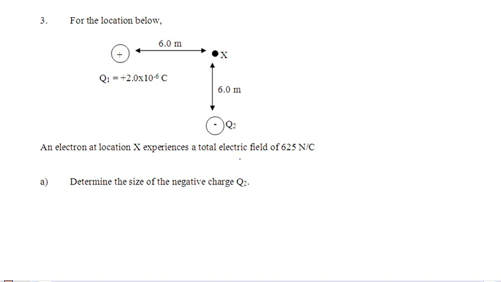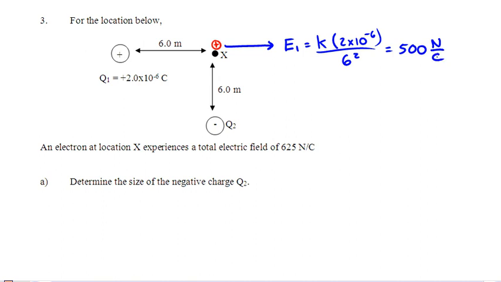Well, electric field is all about warning people about force. For example, imagine somebody put a little proton here, and you're trying to warn them about what would happen. Well, Q1 being positive would definitely push it away. So we could create a warning here. We could say, hey, there is a force warning, a field warning, number 1, that's equal to K, the Q value, 2 times 10 to the negative 6, all over, you've got to square these ones, 6 squared. That number, by the way, happens to be 500. There's a field, a warning about force, of 500 newtons per coulomb.